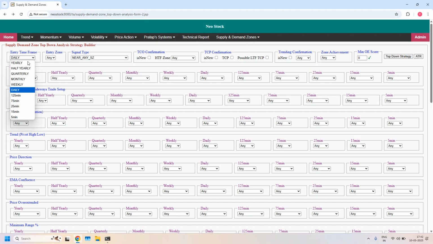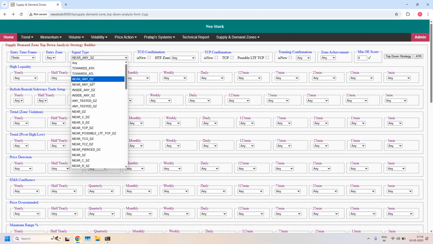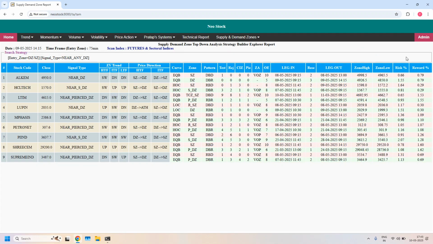Okay, next time frame is 75 minutes. Stocks near to the 75 minutes demand zone. We got 9 stocks. Let us identify 75 minutes high liquidity demand zones from this list. HCL Technologies is having a 75 minutes high liquidity demand zone. PI Industries is having a 75 minutes high liquidity demand zone. That's it. We identified 2 75 minutes high liquidity demand zones from this list.